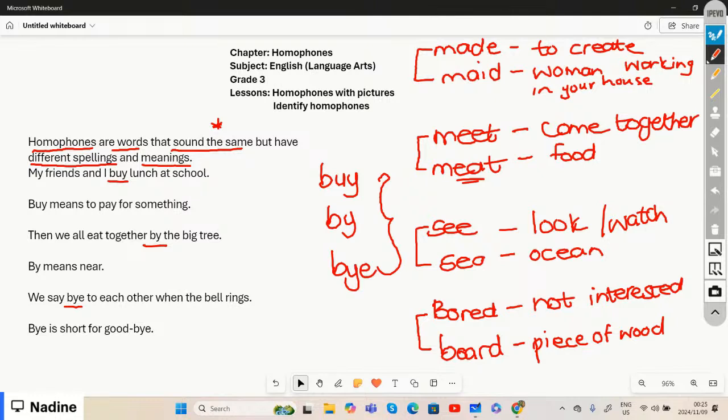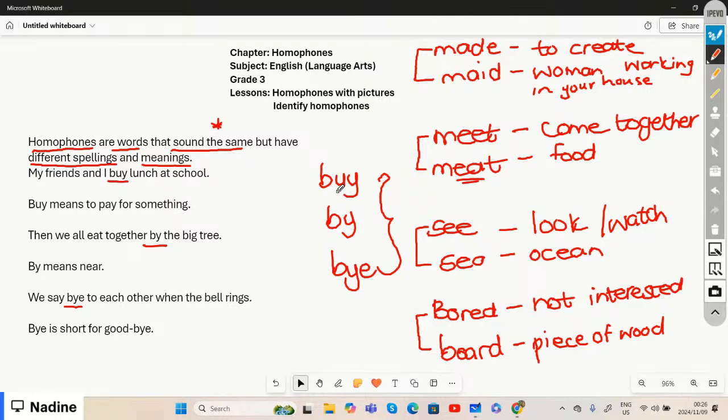All right. So far, do you have an idea of what homophones are? It's words that sound the same, but the meanings are different as well as the spelling of these words. And here we have an example of maid. We have two different words that sound the same, but the meanings as well as the spelling are different. Made, one is to create, and maid is a woman working in your house.